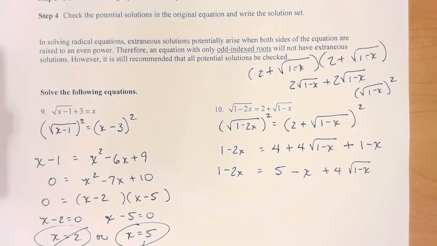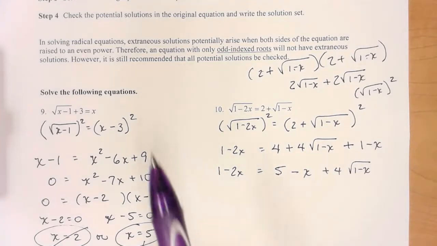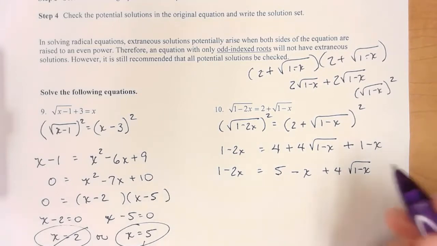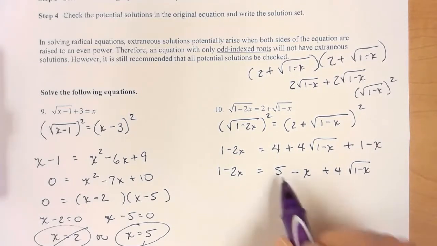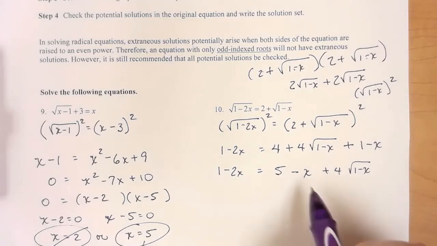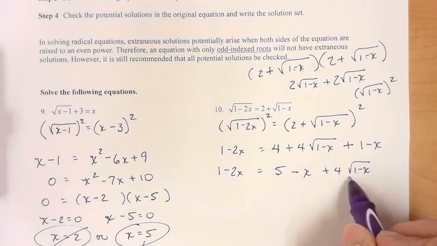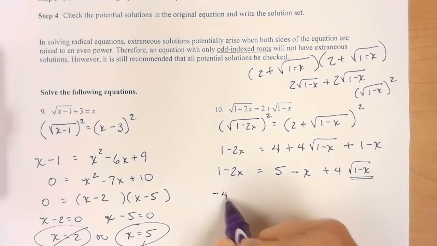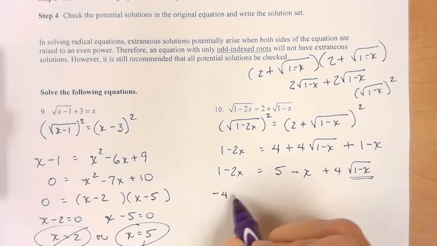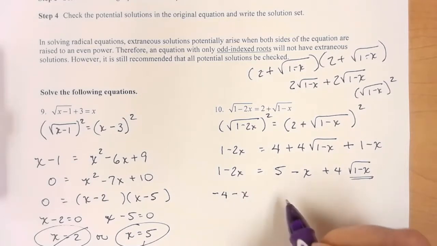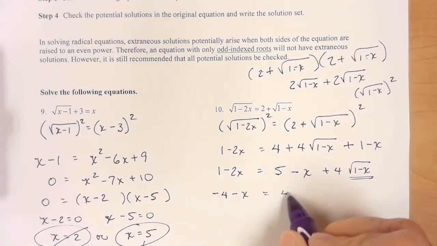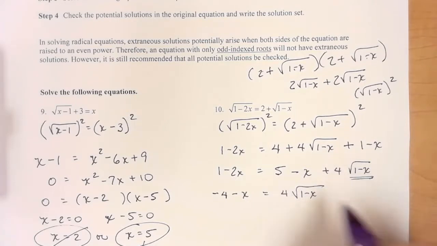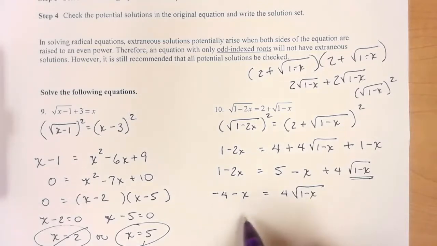Now what I'm going to do is, since I've got another radical, and it told me earlier that if I've got another one, then I've got to go do the steps all over again. So I'm going to subtract 5, add x, because I want to isolate that piece right there. So subtracting 5 gives me a negative 4. Adding x will give me a minus x. Now if I want to truly isolate this, I'm going to divide both sides by 4.